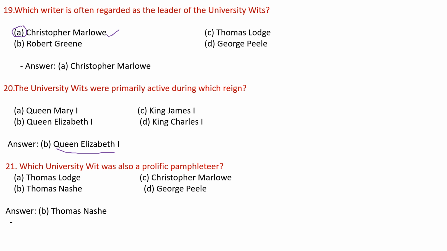Next, question 21. Which university wit was also a prolific pamphleteer? The answer is Thomas Nash. Thomas Nash was famous for pamphlets like Pierce Penniless and Anatomy of Absurdity.